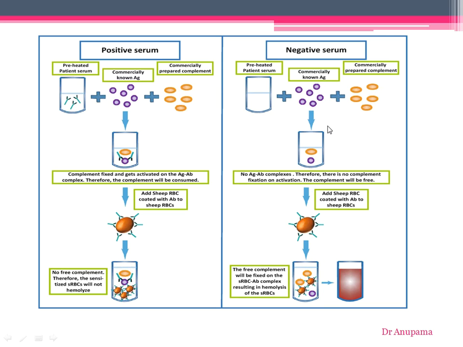Now coming to the negative. The person is not at all infected, so they don't have antibodies. You take the antigen and you add the complement, but since antibodies are not there, free complement is there. Now we add the indicator system, sheep RBC with the antibodies. Yes, they agglutinate, but because of the presence of free complement, this complement will get fixed and lead to lysis of RBC, and this hemolysis will give you this color, indicating that the test is negative.